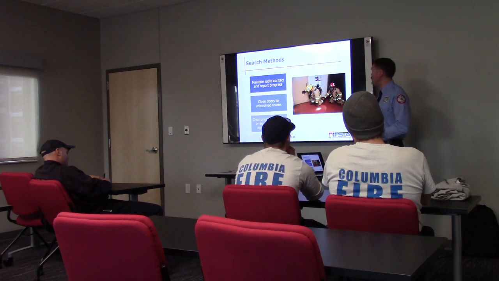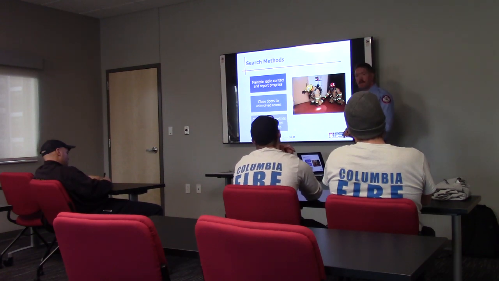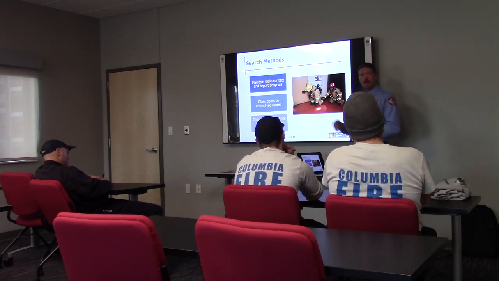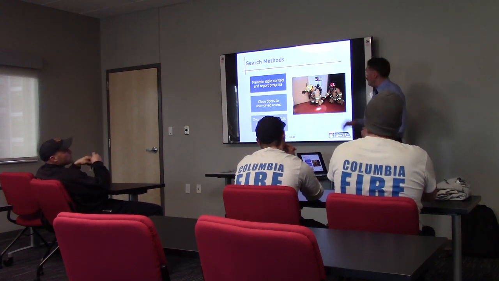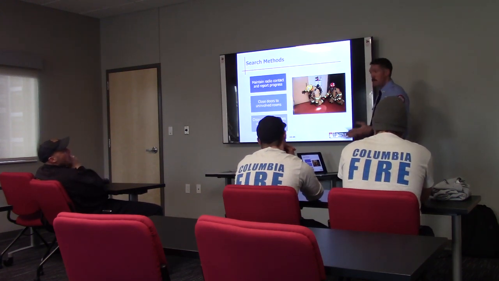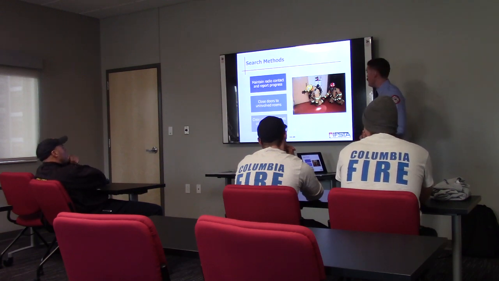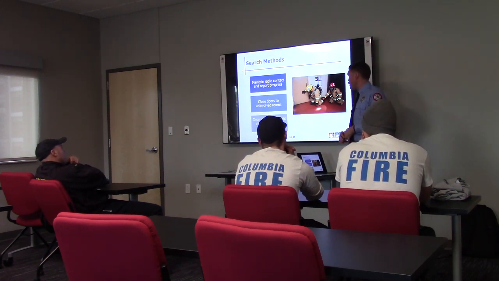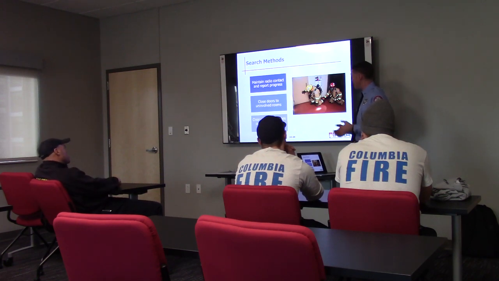Maintain radio contact and report your progress. This is Quint 7. We've finished search of two bedrooms on the third floor. We still have two bedrooms to go. Air status is one green. Closed doors, uninvolved rooms. Why would we do that? I said flow path. Very good. Clear any unused hose lines or equipment from egress passageways. That falls under good housekeeping, I suppose.